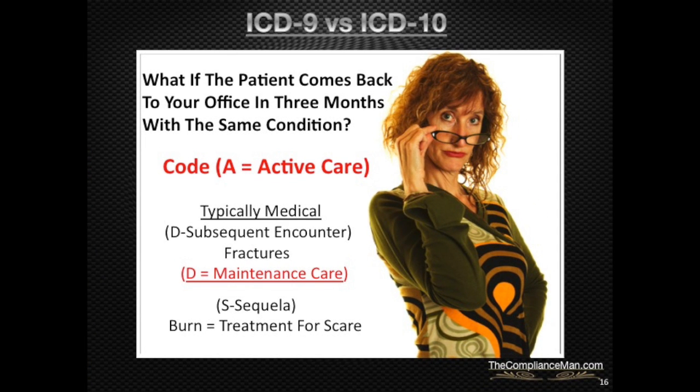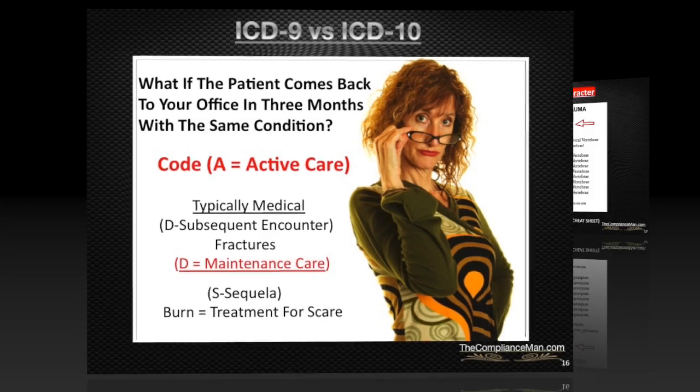At seminars, doctors often ask me, what if the patient comes back in 3 months with the same condition? Wouldn't that mean that they would code the D for subsequent encounter? And my answer is no. D stands for maintenance care. A stands for active care. This means for reimbursement purposes, if a seventh character is required, a chiropractor will always use the character A in the seventh position.